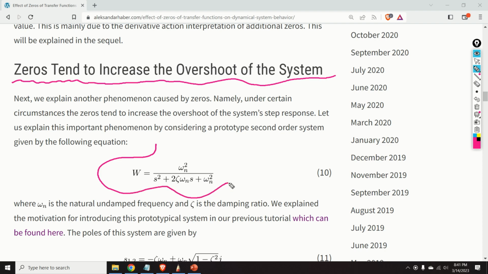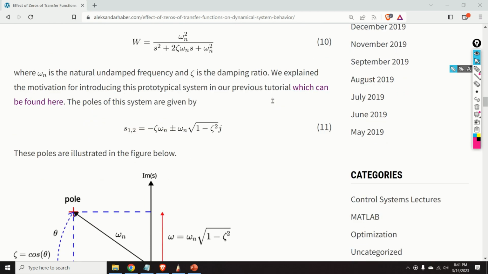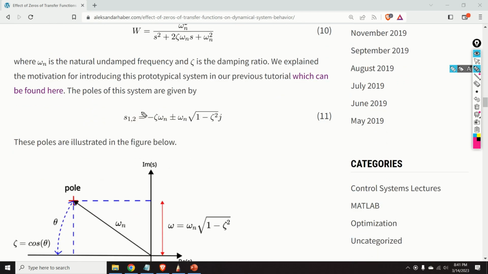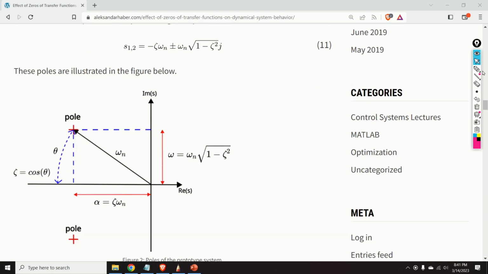Consider a prototype transfer function given by equation number 10. Here, omega n is the natural undamped frequency and zeta is the damping ratio. Graphically, the poles of the system are given over here. That is, this graph shows the poles of a prototype system. The poles are given over here, and here's the graphical interpretation of the poles.